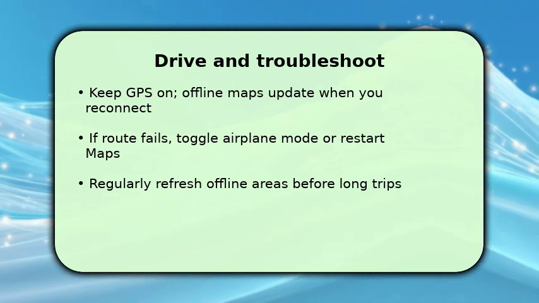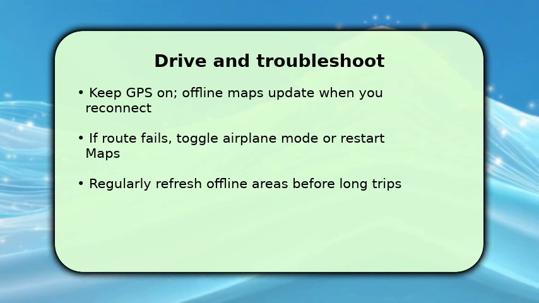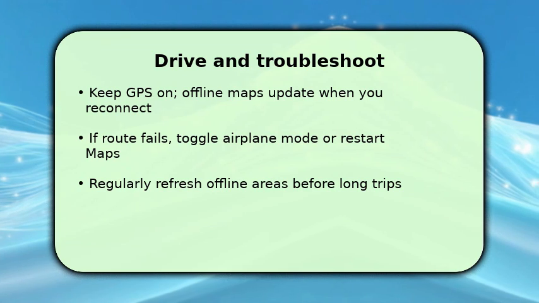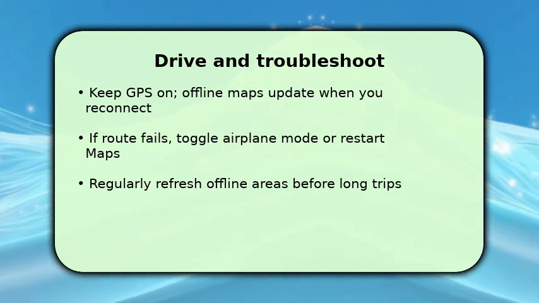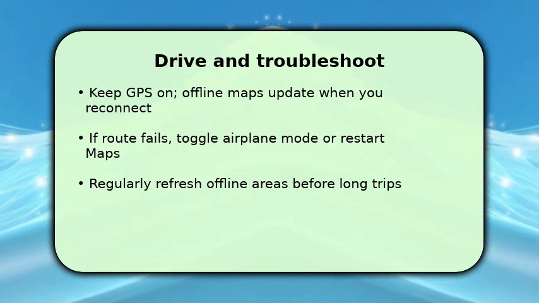Make sure offline maps aren't expired. Refresh them periodically, especially before long trips. One key troubleshooting tip: if position drifts, toggle device location off and on to require a satellite fix and restore accurate guidance.